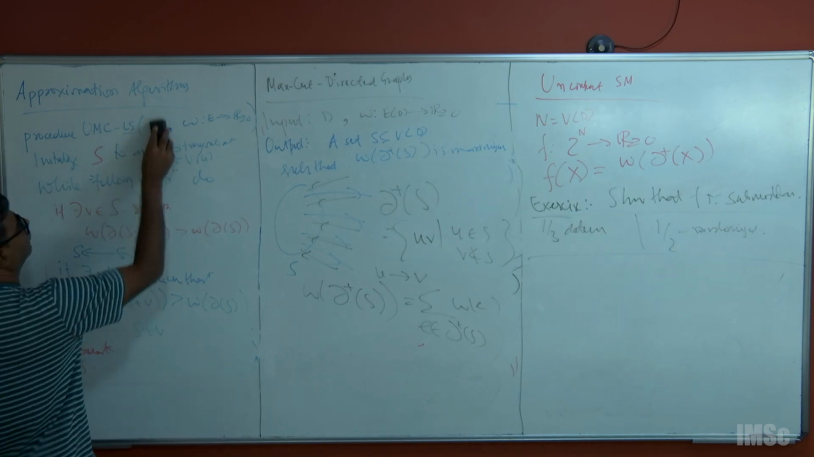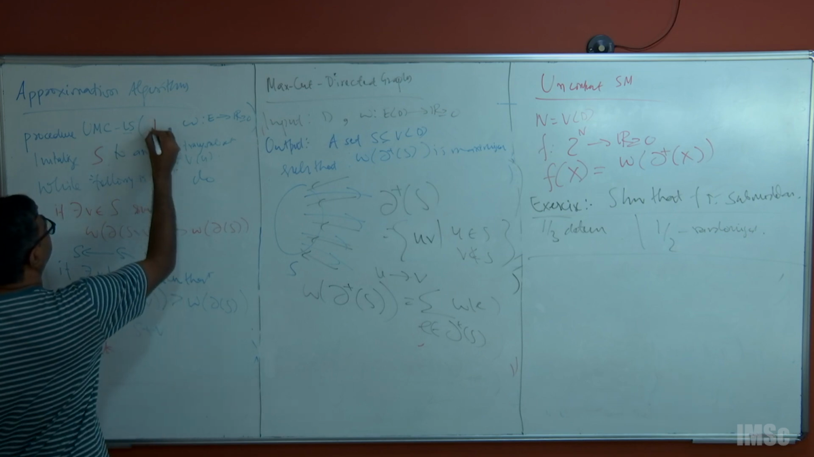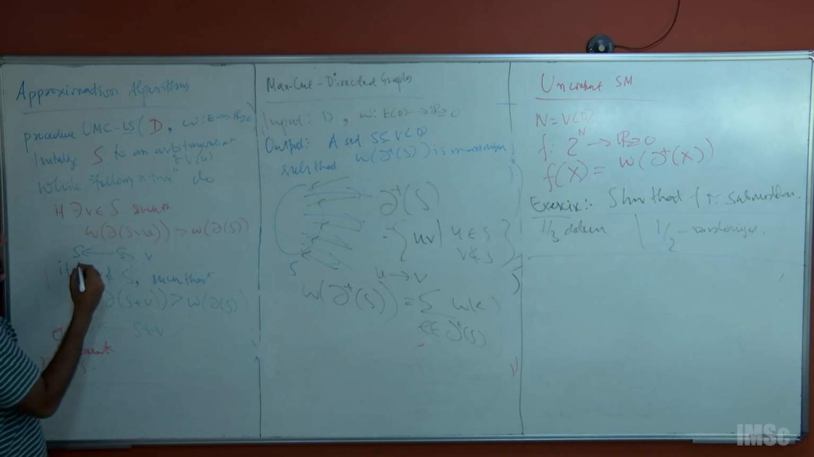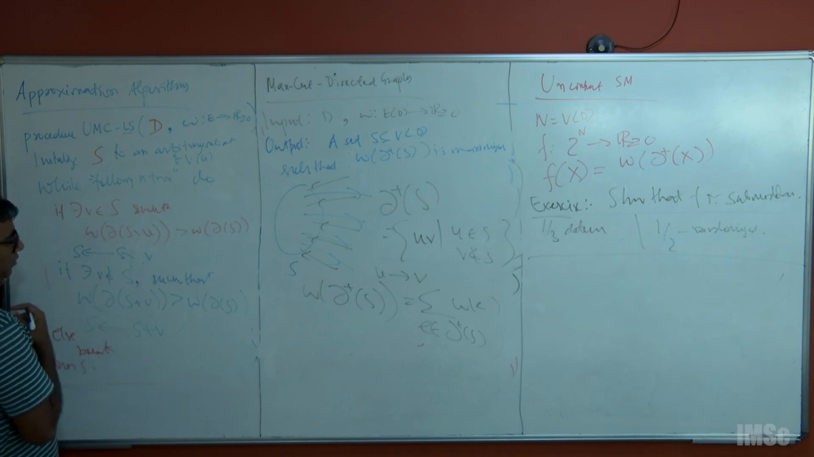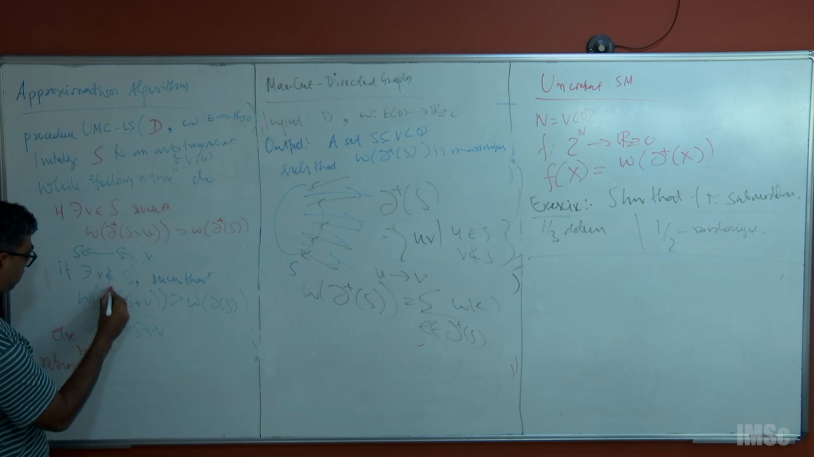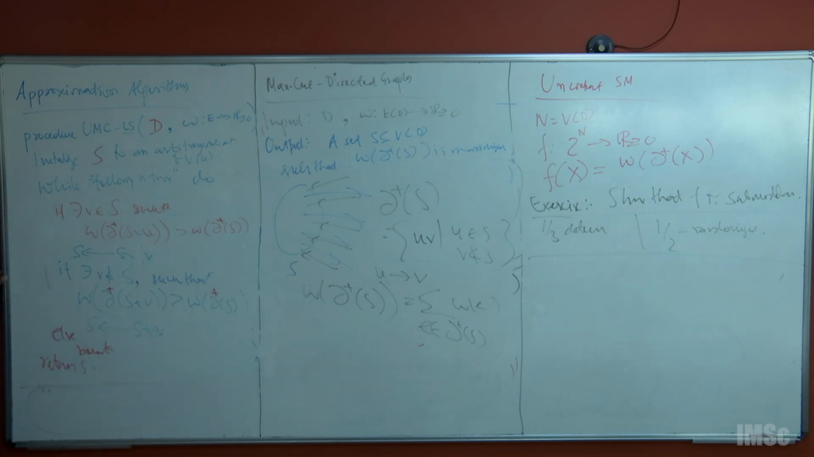Now I just change to D. So I change to D. What should I say? What could be the potential thing? What should I say here? Right? It's a valid algorithm. Right? It's a valid algorithm, right?